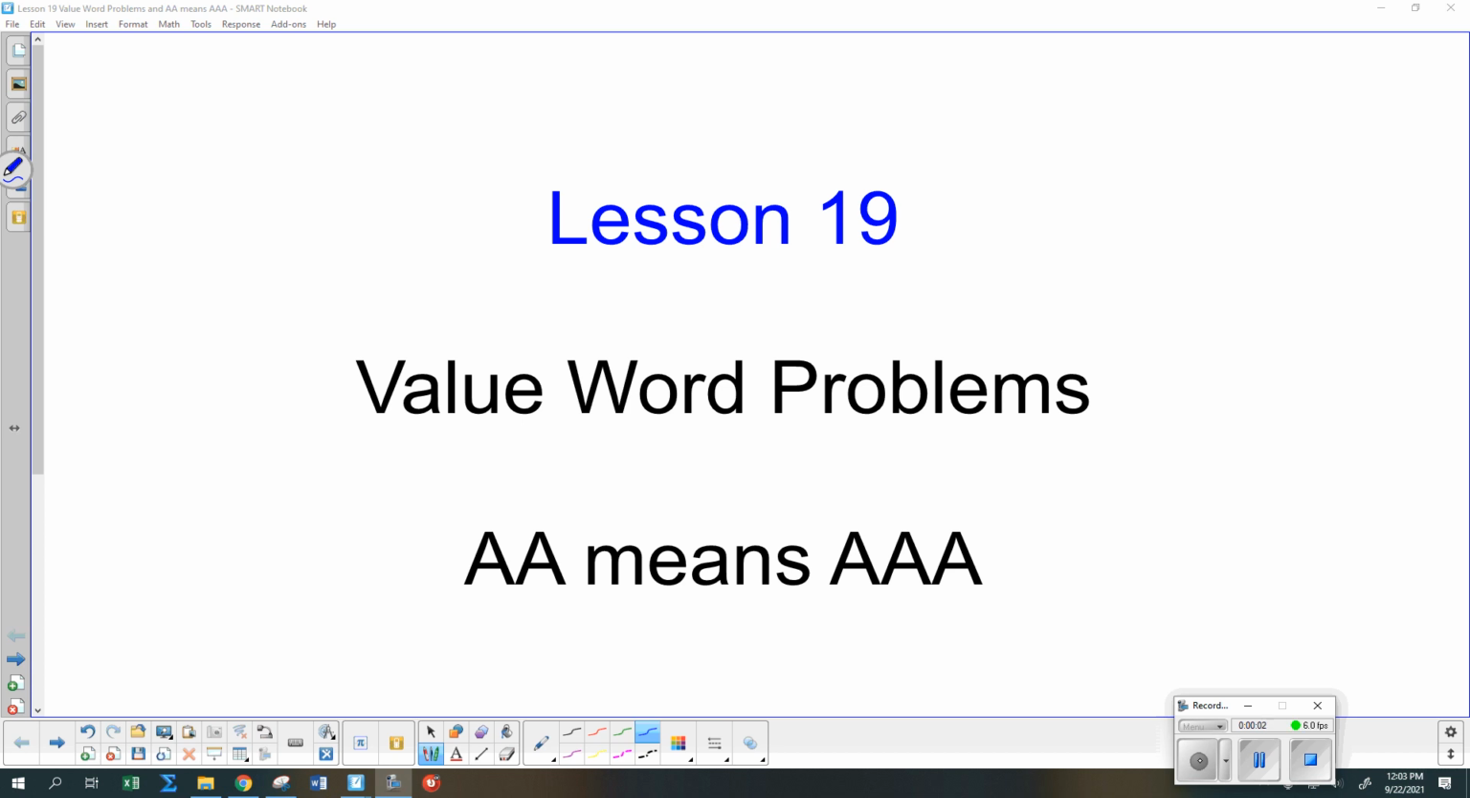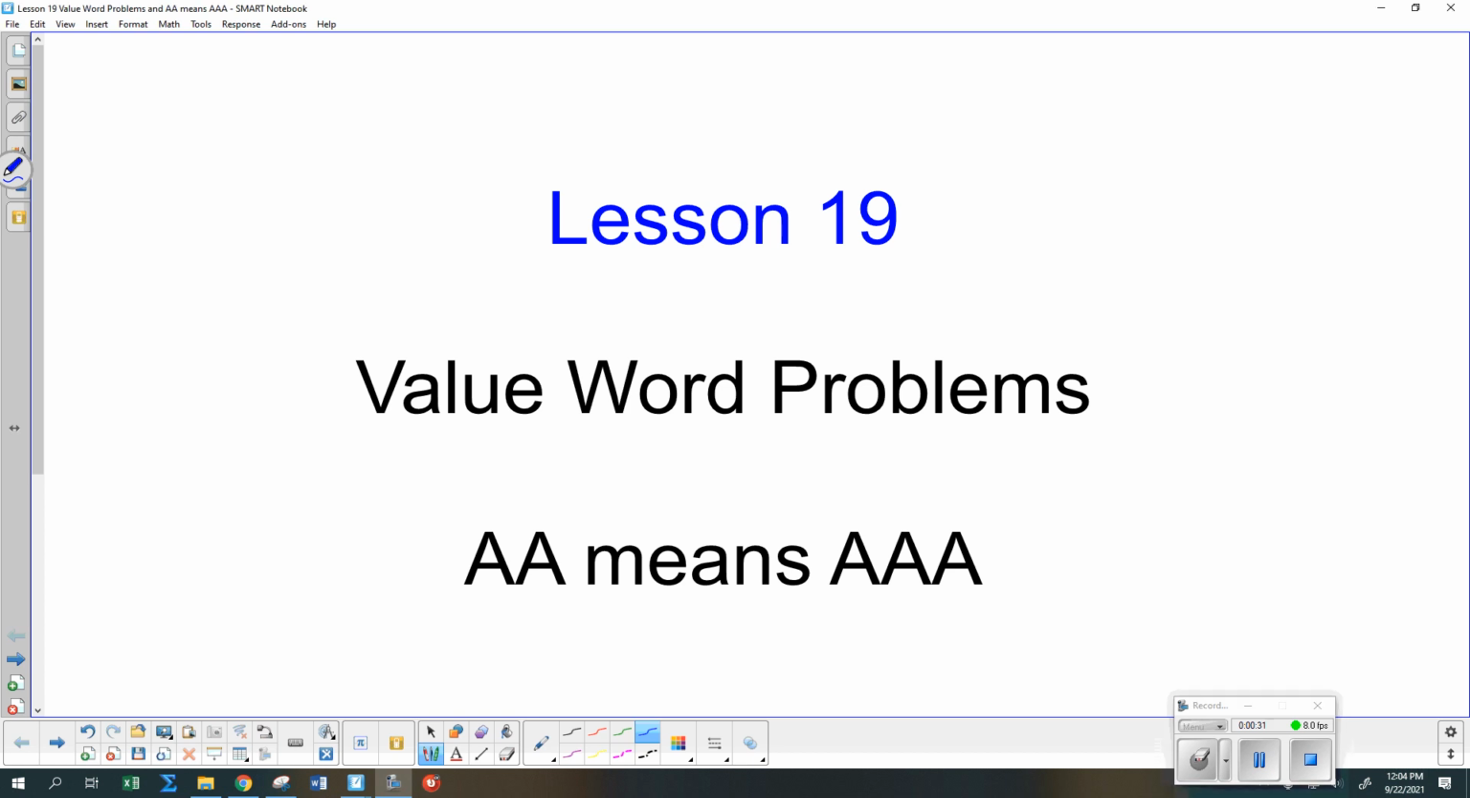Today we will be reviewing word problems that you did last year, the value word problems. Most of them are coin problems. Each coin is worth a certain number of cents. But then also other kinds of things that have values, costs of things and such like that. And then we will be proving and using that property we talked about yesterday, AA implies AAA, when we're talking about the angles in two different triangles.